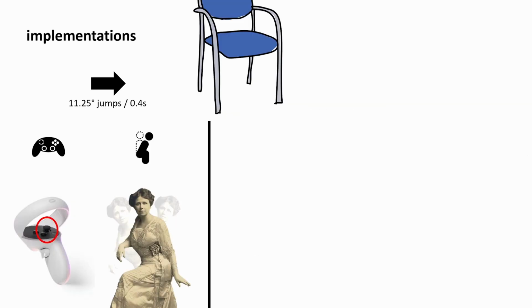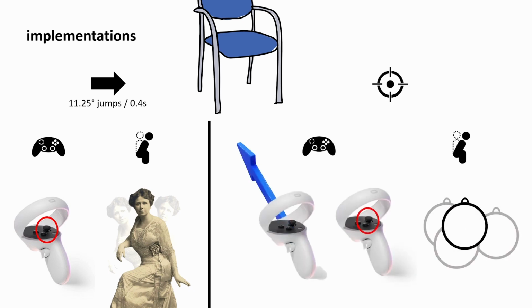To do so, we implemented 2 by 2 equals 5 representatives. 2 discrete and directional methods, both executed rotational jumps of 11.25 degrees every 0.4 seconds at maximum. In the controller-based method, the directional input came from a joystick, and in the body-based interface from a left-right movement of the upper body. All interfaces were used seated. For the rotation selection, we initially implemented 3 methods.